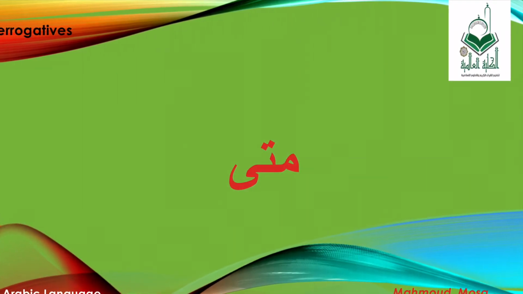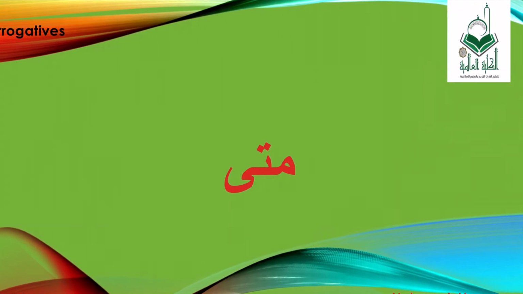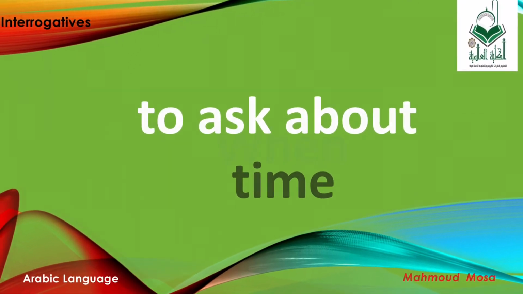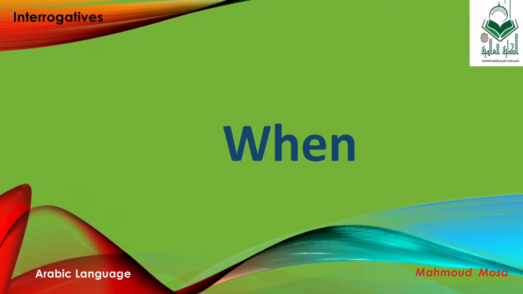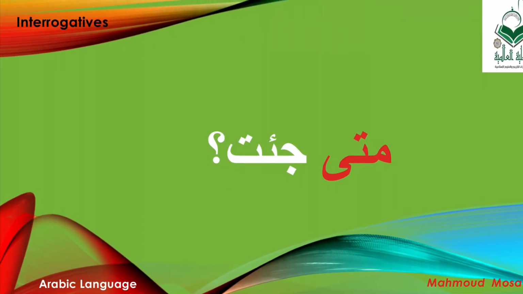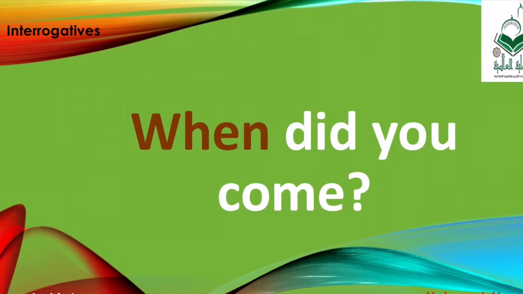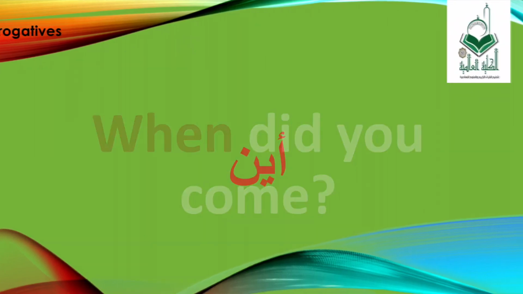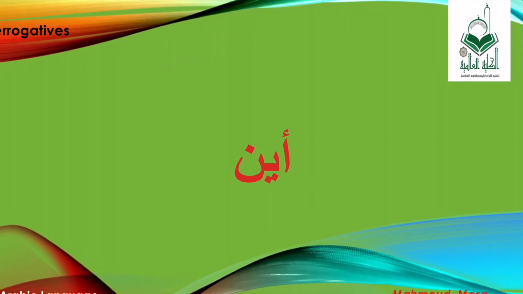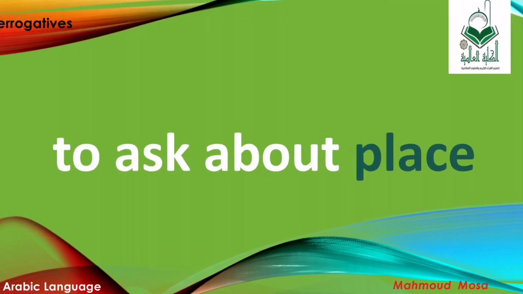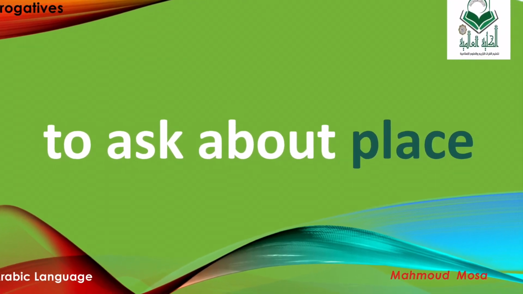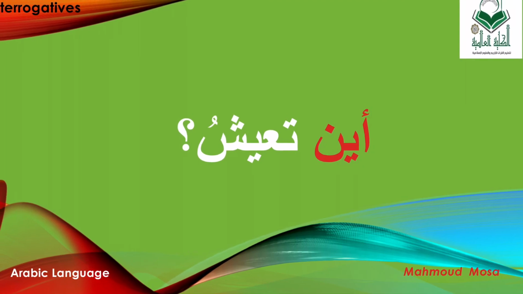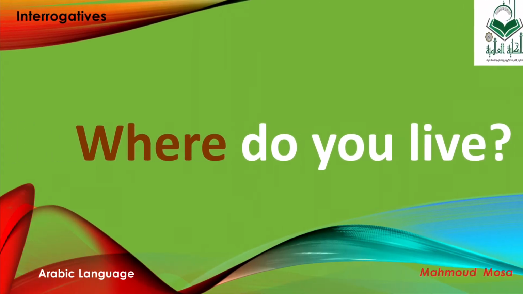Then we have متى. It is used to ask about time. It means when. We say متى جئت. When did you come? We have another interrogative, which is أين. It is used to ask about place. It means where. We say أين تعيش. Where do you live?